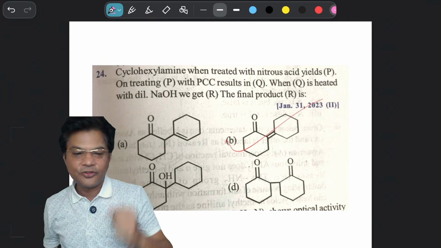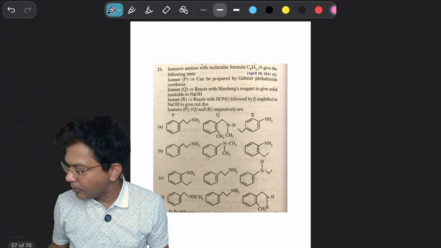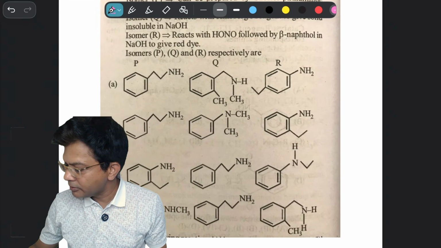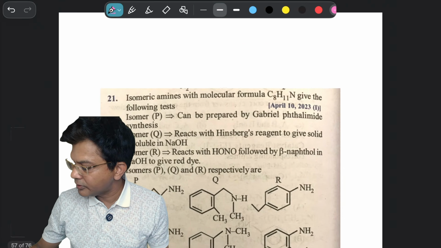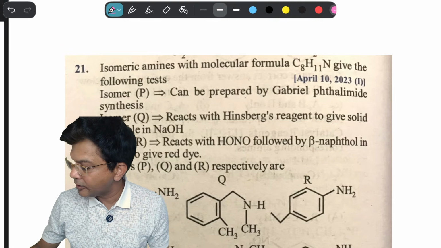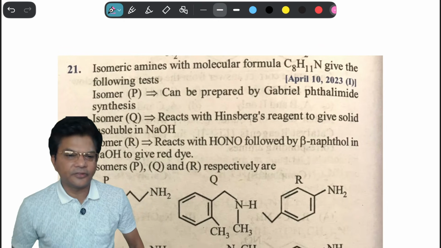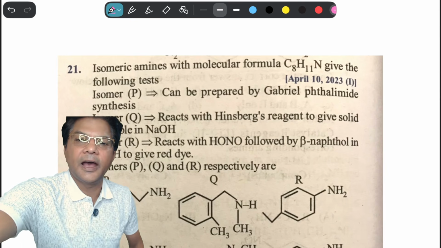Now, very big question. Before seeing the options, let's see the question. IIT April 2023. Let me move aside so that everyone can see.